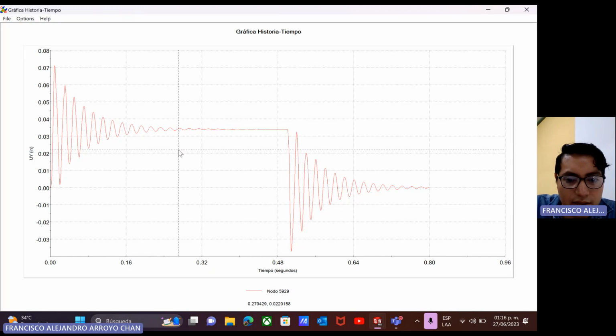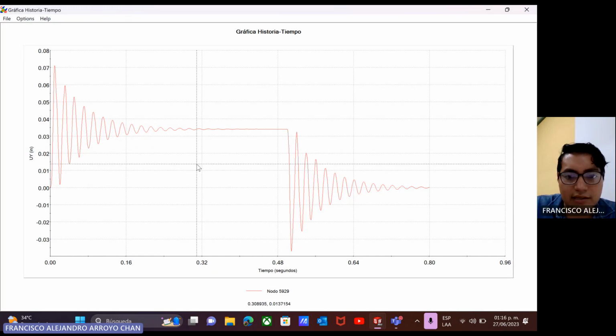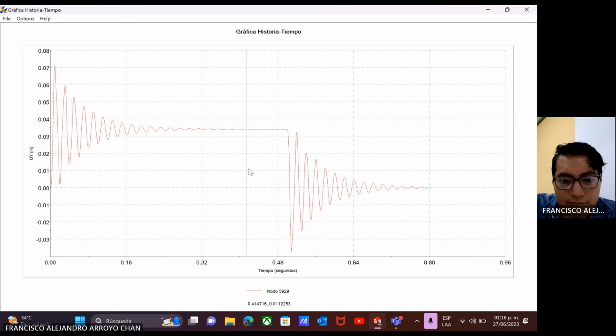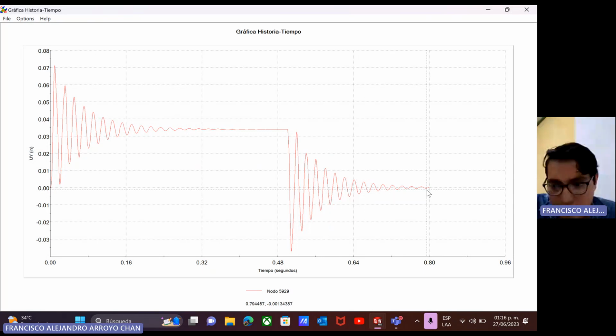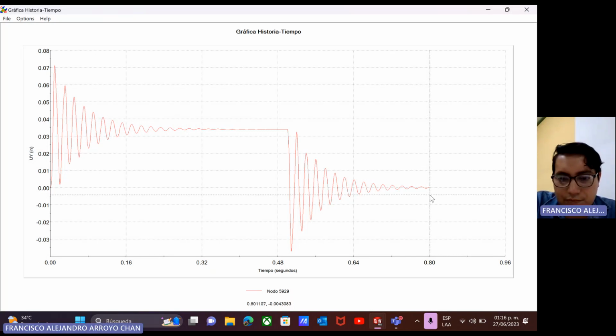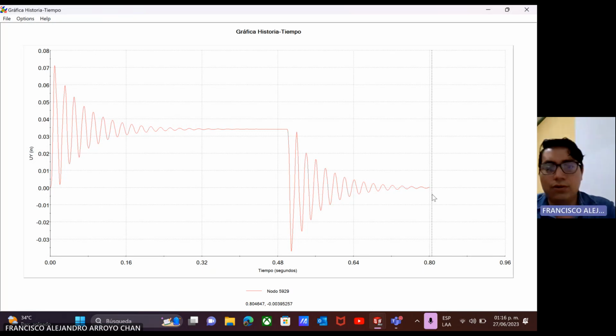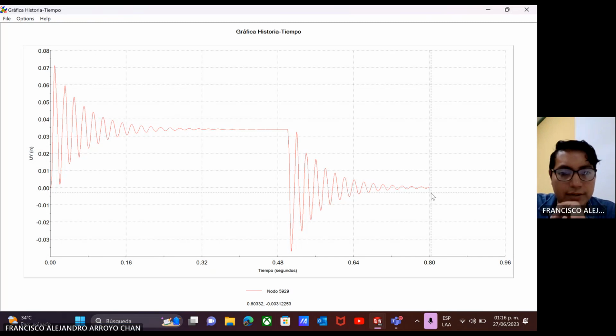So after that, it begins to oscillate, and we obtain these results. And here the ring oscillates for like 8 seconds to come into the normal stable ring.